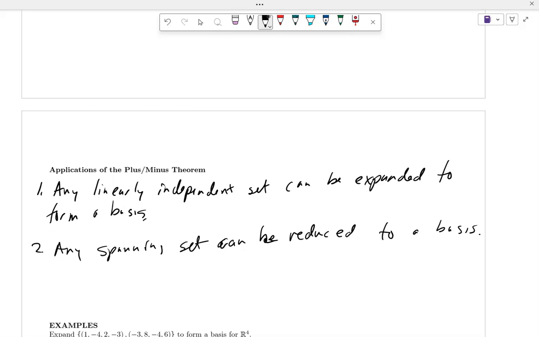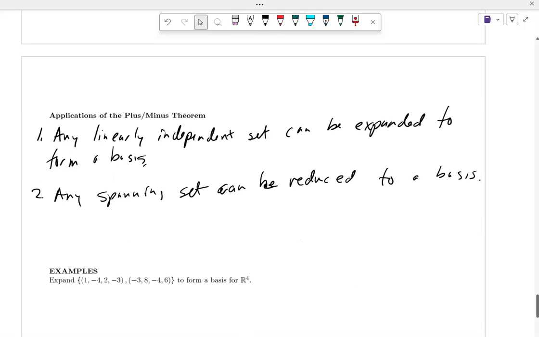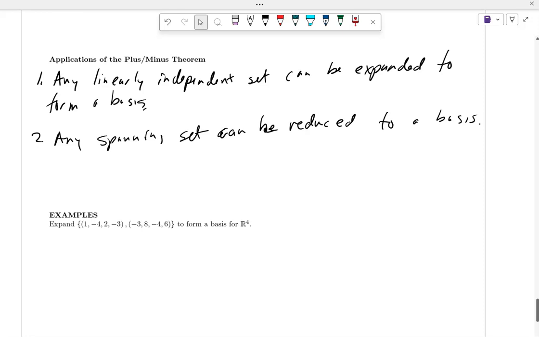So if I start with any linearly independent set in a vector space, I can keep adding vectors to it until I make it a basis. If I start with a spanning set for a vector space, I can keep taking vectors out until I get to a basis. That's the big application of the plus minus theorem. So let's talk about how that works.